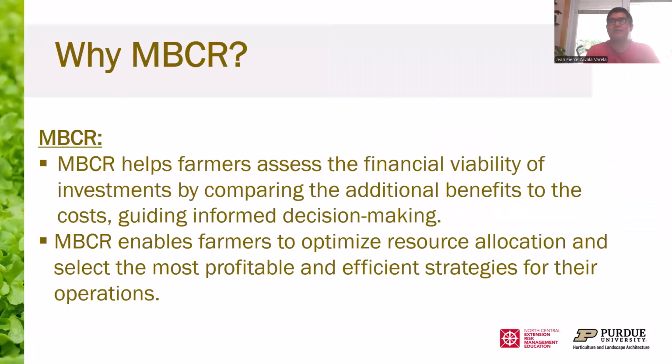But why the marginal benefit cost ratio? This ratio basically helps farmers to assess the financial viability of an investment by comparing the additional benefit to the cost, guiding informed decision making. As I told you, since it's a benefit cost analysis, it compares the additional benefit to the cost. On the other hand, the marginal benefit cost ratio enables farmers to optimize resource allocation and select the most profitable and efficient strategy for their operation.